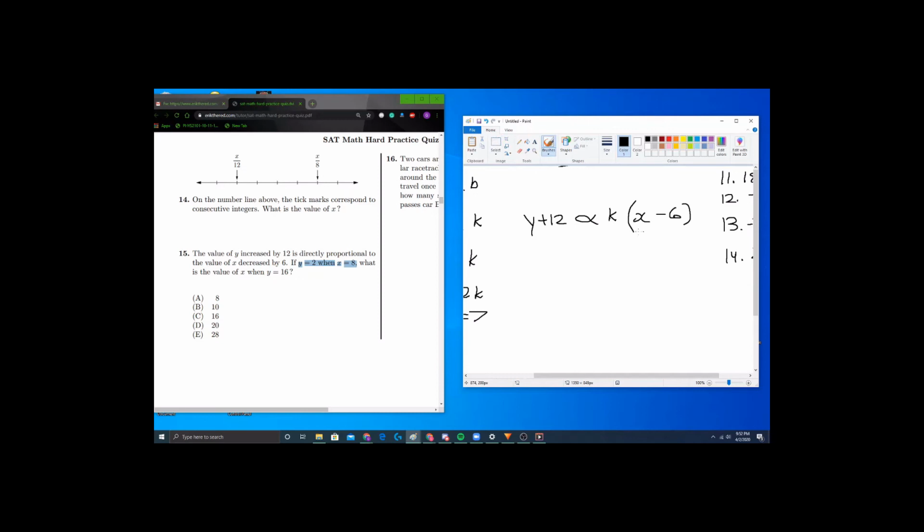All right, and we know that k is now equal to 7. So what is the value of x when y equals 16? We're going to plug 16 in here and just solve for x now. 16 plus 12. We have our constant now, so we're just going to replace it: equal to 7 times x minus 6. So 16 plus 12 is 28, which is equal to 7 times x minus 6.